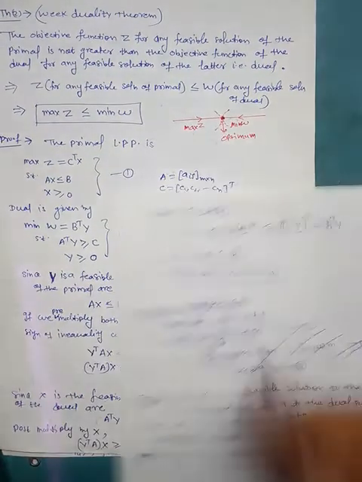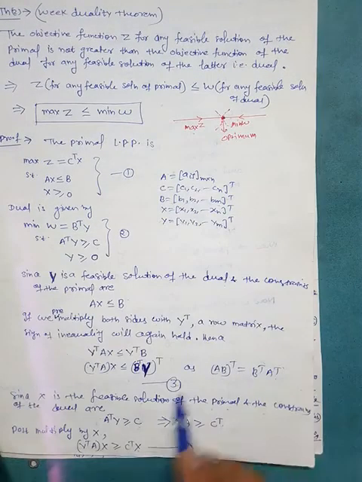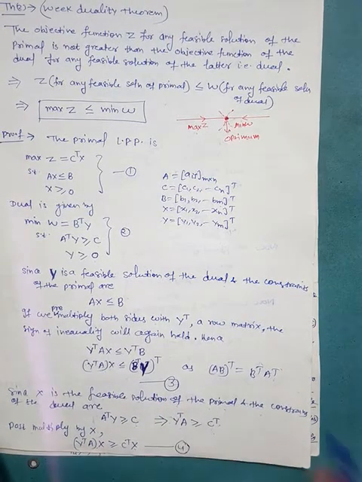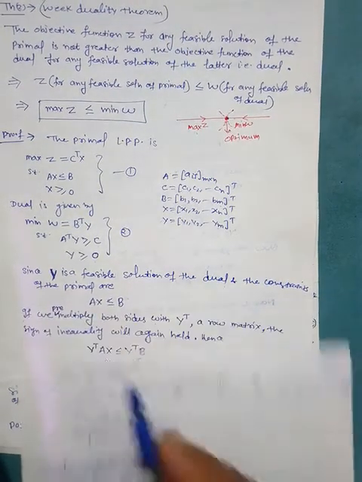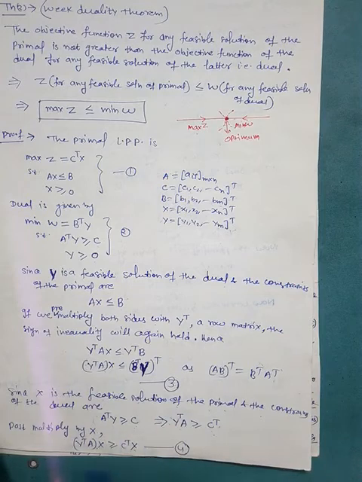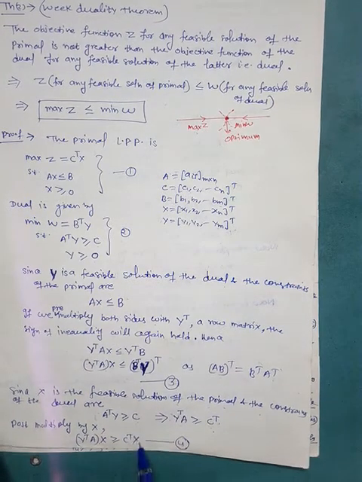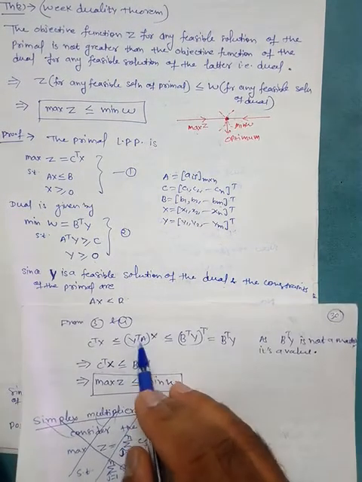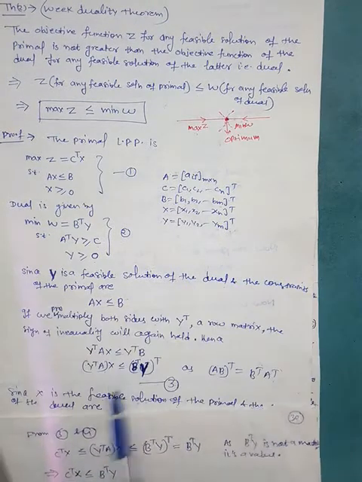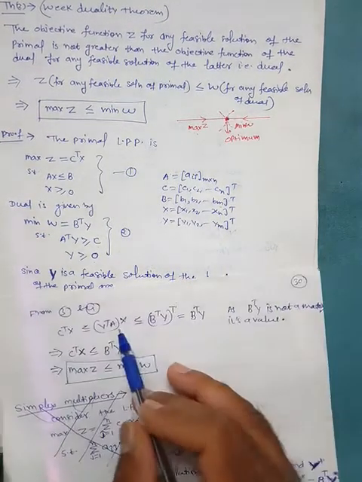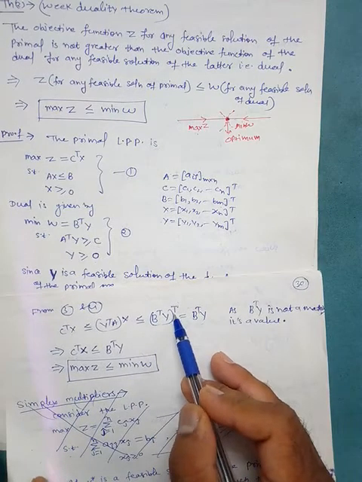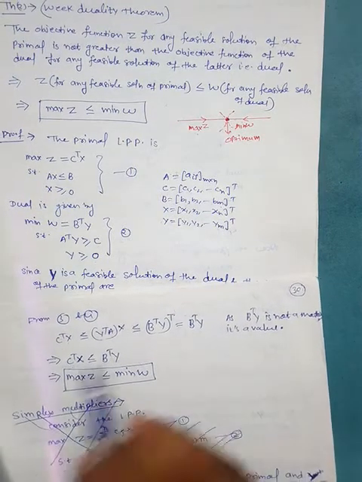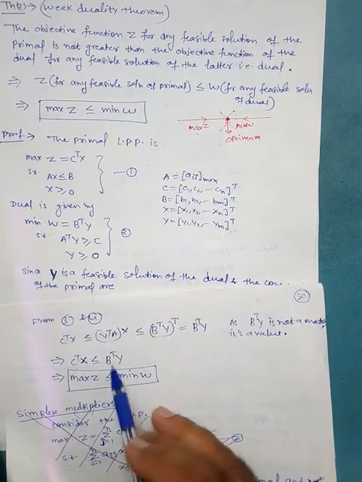Fine. Now from the third and fourth, what is the third? The third is this: y transpose Ax is less than or equal to this. So we write the fourth first: c transpose x is less than or equal to y transpose Ax. But according to the third, this quantity is less than or equal to b transpose y transpose. Applying the same property again, we get b transpose y. Hence we can say that c transpose x is less than or equal to b transpose y.